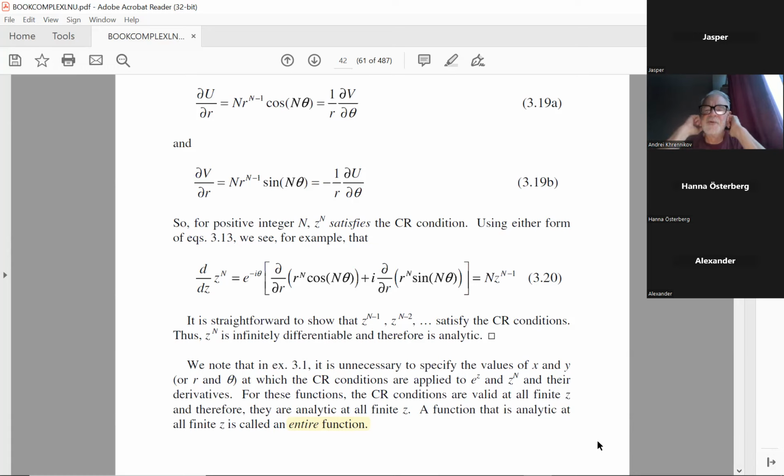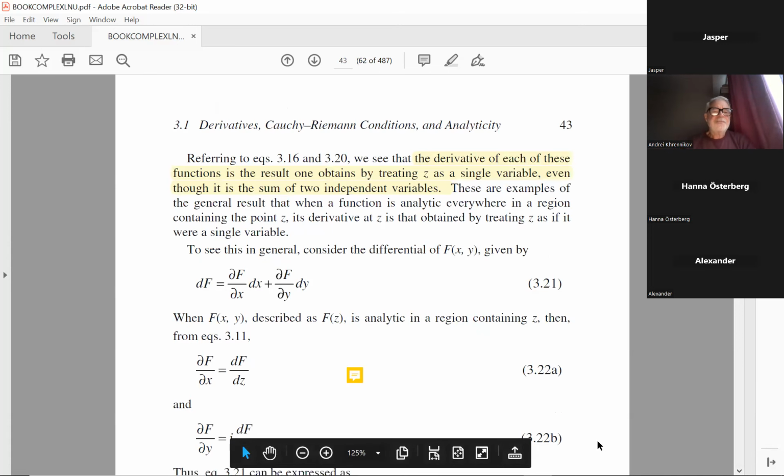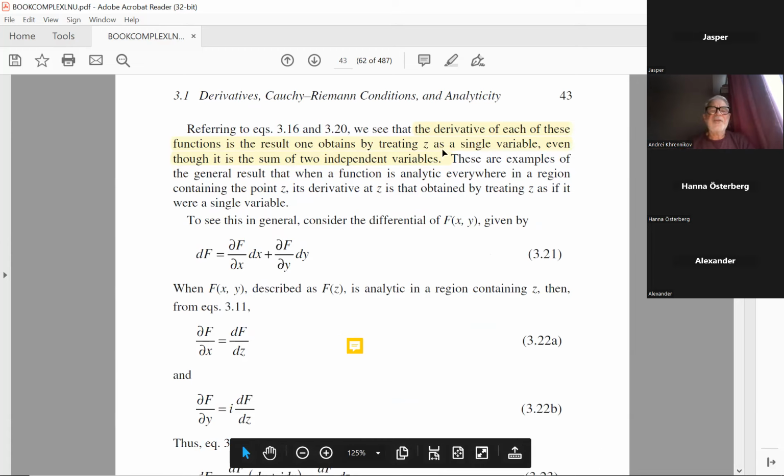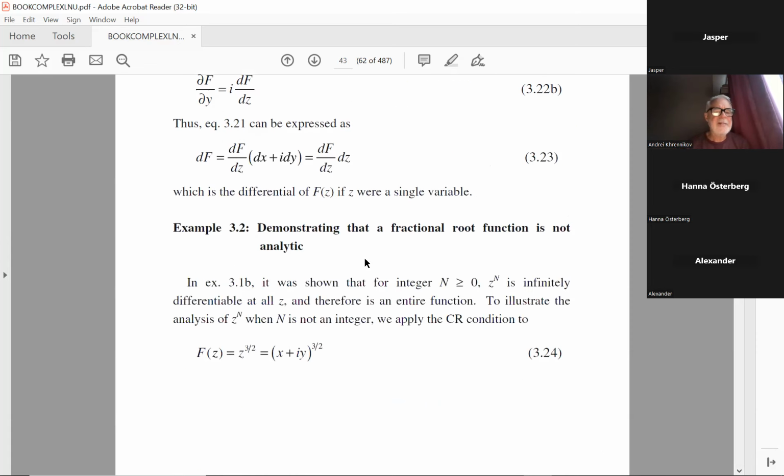In some books, people call it an entire analytic function. Here, to be short, he just calls it an entire function. Yeah, he also wrote this message. The derivative of each of these functions is obtained by treating z as a single variable, even though it is a sum of two independent variables. So do this without any doubts.